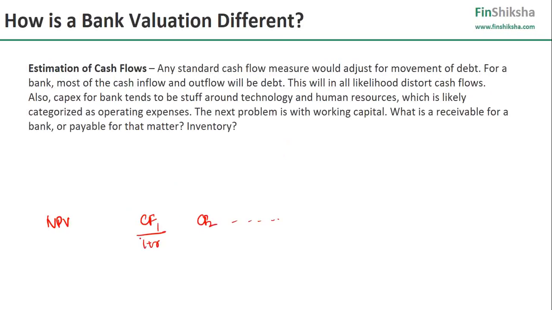And each cash flow is basically discounted by a certain rate, which is going to give me the net present value. And that's basically the broad tenet under discounted cash flow valuations, right? How do you make a cash flow?